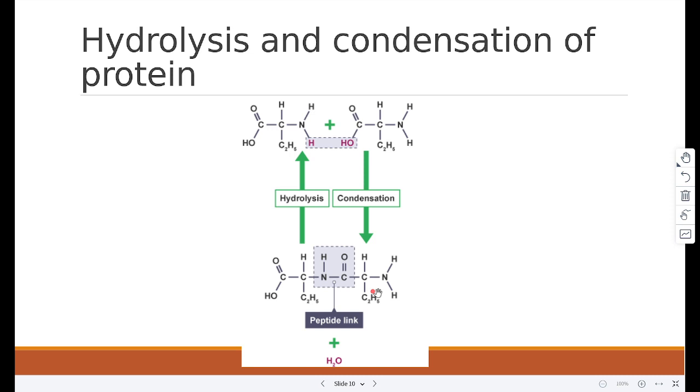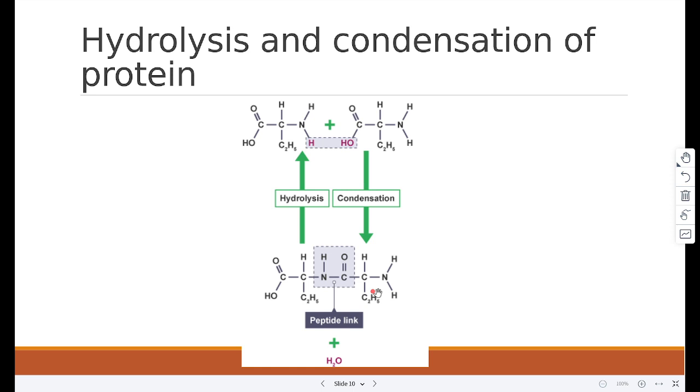So amino acids are small molecules containing NH2 and COOH functional groups. Most proteins contain at least 20 different amino acids. Now, these are the monomers which polymerize to form proteins.